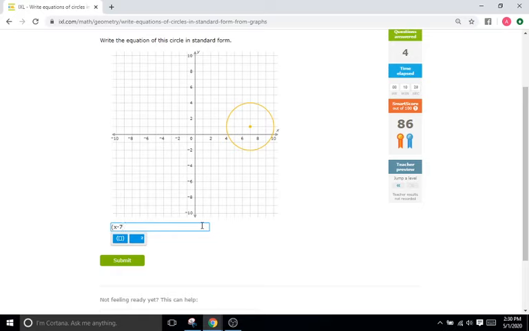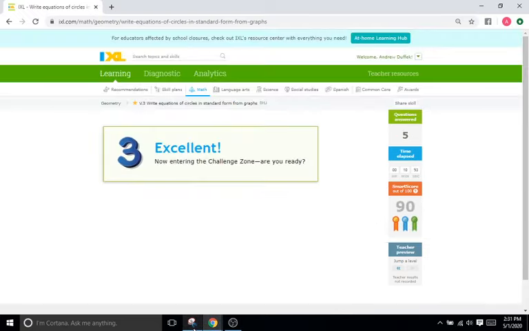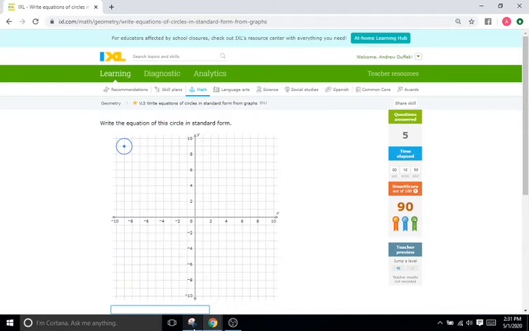X minus 7 squared plus y, is it minus 1? Minus 1 squared equals, and we said, was it 9? It was 9. You hate to type in the wrong thing after getting the right answer on paper. There we go. We're already up to 90. Easy peasy, right? Okay. That is all you will be doing.